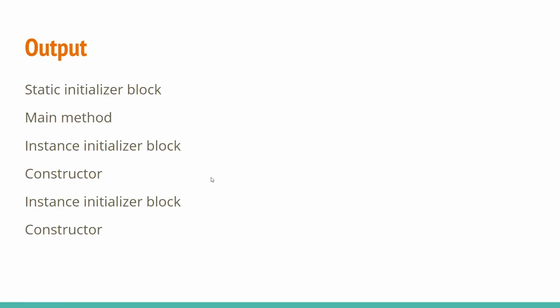In summary, we should see the static initializer block first, then the main method, and then the instance initializer block and constructor. One important thing we have to remember is that the static initializer block is only executed once, at the time of loading that class into memory.